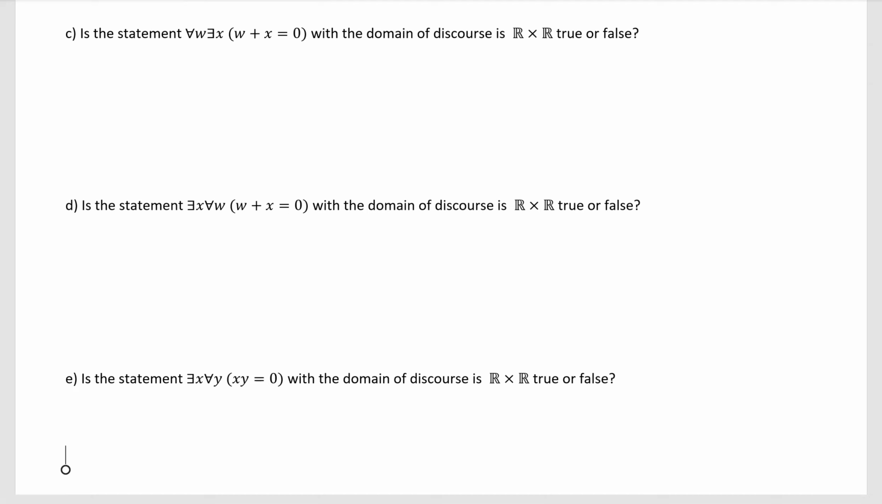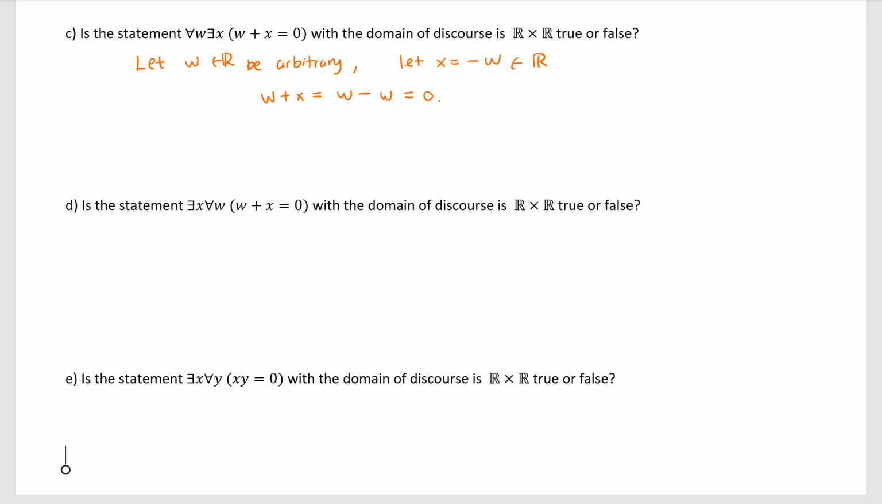So for all means w is any arbitrary real number. Okay, so we can try to prove it. Let w be a real number, arbitrary. You can also say let w be any real number. Then how do we find the x such that w plus x is 0? We can let x be minus w. Then minus w is also a real number. So w plus x is now w minus w, which is 0.